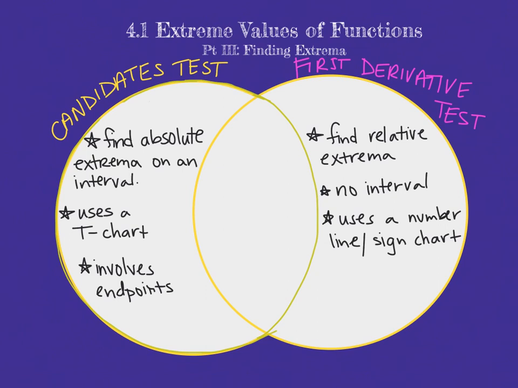Here is a Venn diagram that I created about the differences between the candidates test and the first derivative test to find extrema. The candidates test is used to find absolute extrema on an interval, whereas the first derivative test finds relative extrema and does not have an interval. The candidates test uses a t-chart to find the y values, while the first derivative test uses, I called it a number line, it also is referred to as a sign chart, since we use plus or minus signs on it, whereas the t-chart does not use that, it uses the actual y values. And the candidates test involves the endpoints because it's on an interval, whereas the first derivative test doesn't.